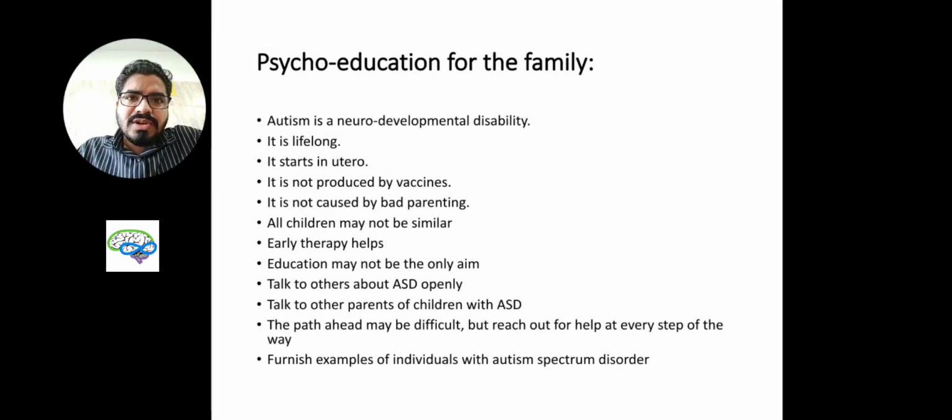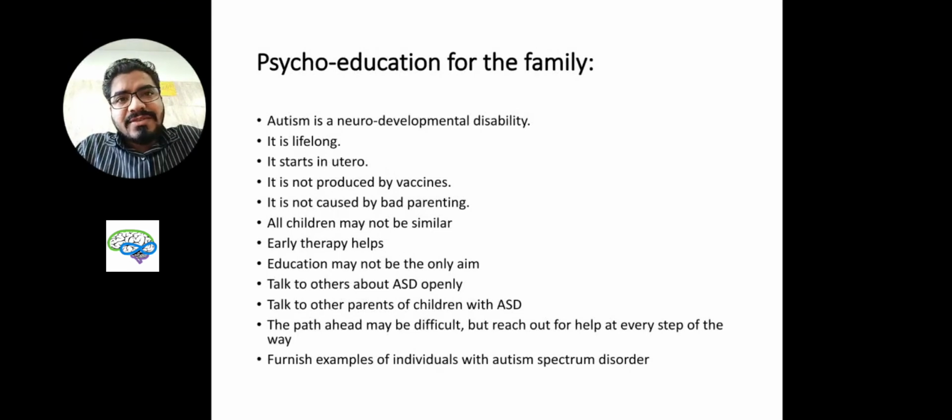So we need to tell them that autism is a neurodevelopmental problem. It's a lifelong problem. It starts from before even the birth of the child. It is not produced by vaccines, as has been popularized on the internet by many people. The evidence does not at all support that vaccines cause any neurodevelopmental problem.